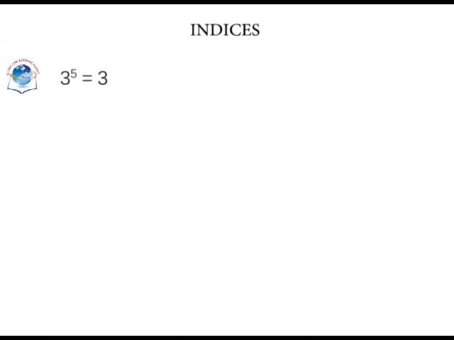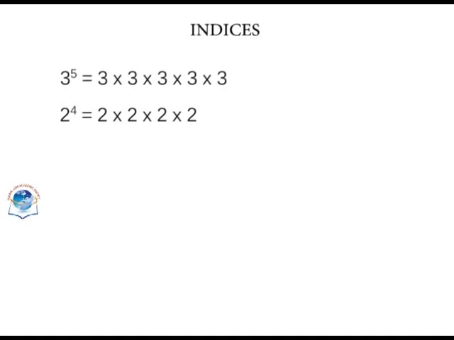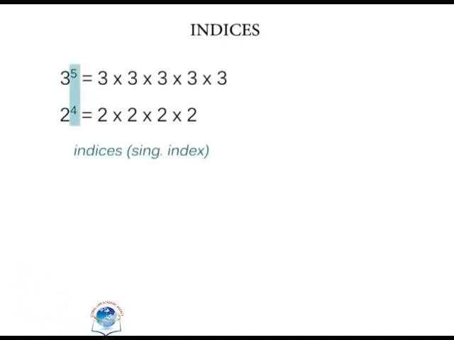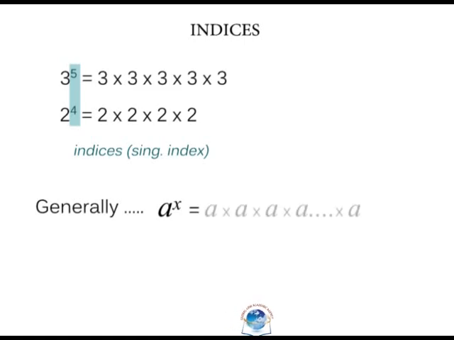Next chapter, indices. Now, we've already learned that 3 raised to power 5 means 3 times 3 times 3 times 3 times 3. 2 raised to power 4 is equal to 2 times 2 times 2 times 2. The superscript numerals 5 and 4 are called indices. In singular, it is called an index. In general, a raised to power x is equal to a times a times a, x times.